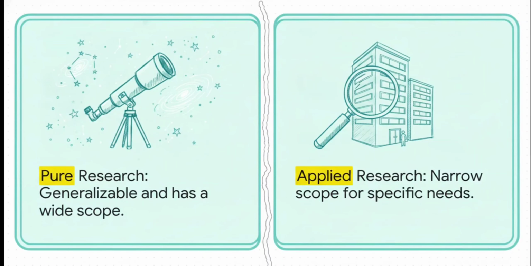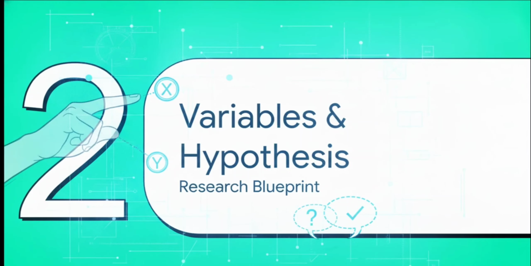Now, when we apply this method, research generally falls into 2 buckets, pure and applied. Pure research is super broad. It's highly generalizable. Think of a massive study on employee satisfaction and productivity overall. Applied research, on the other hand, is hyper-focused. It's like taking that same concept, but applying it to solve a very specific problem at, say, one particular UBL bank branch. Section 2, Variables and Hypothesis Formulation.